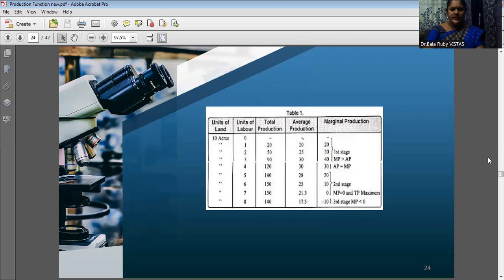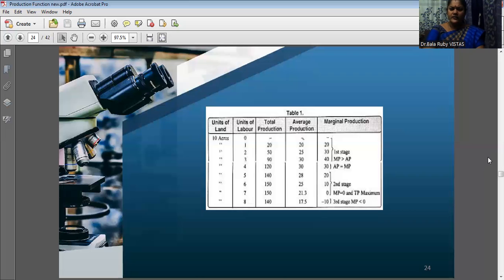Then in the next thing, it increased from 150 to 150. Actually, it remains constant, so there is no change. 150 minus 150 is equal to 0. So the marginal production is 0.